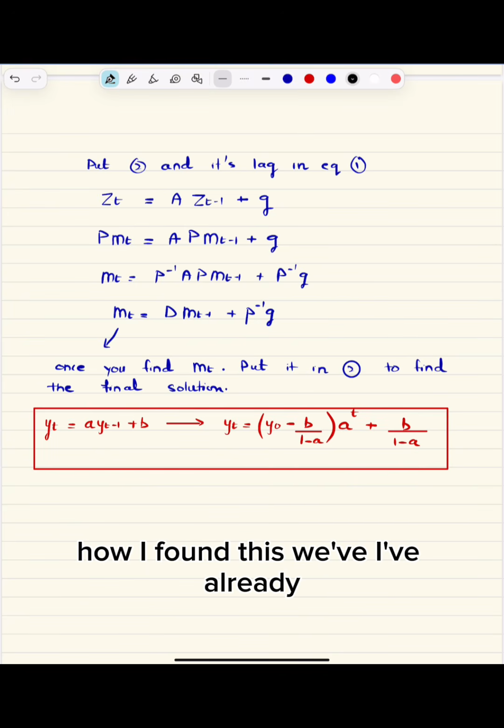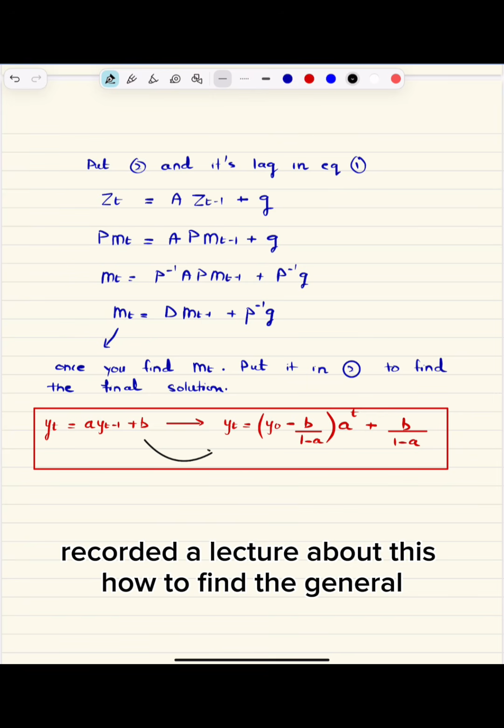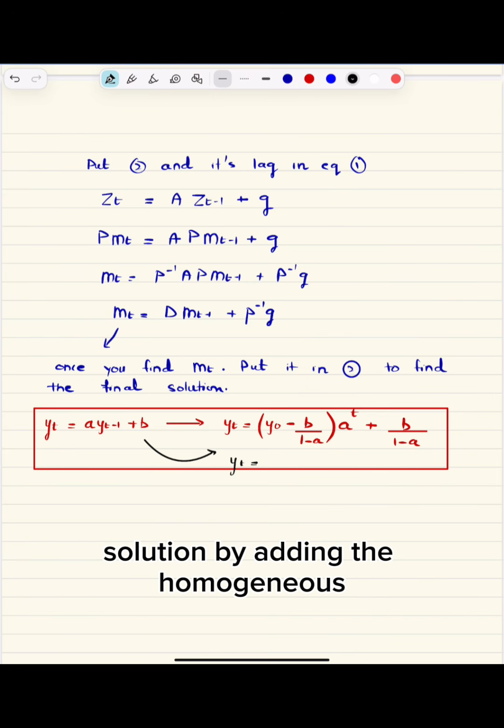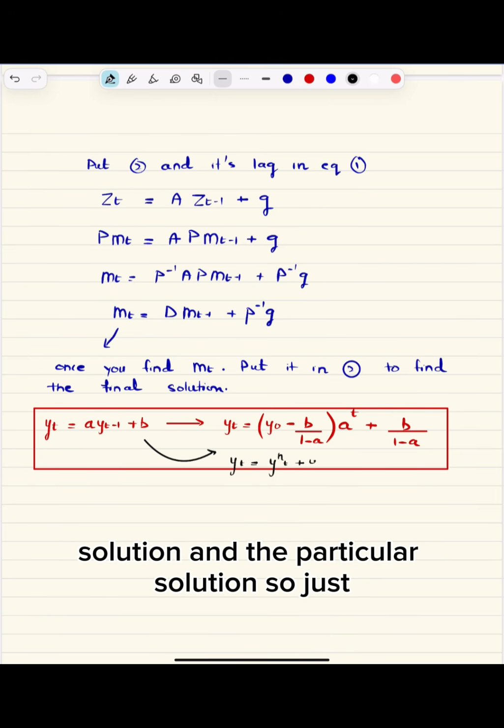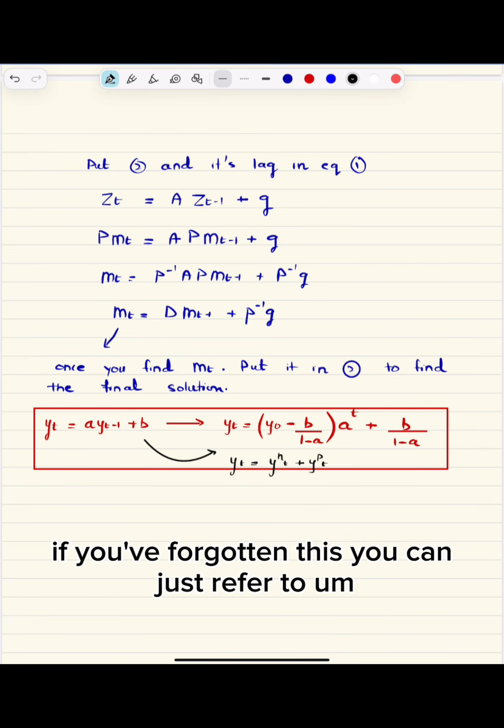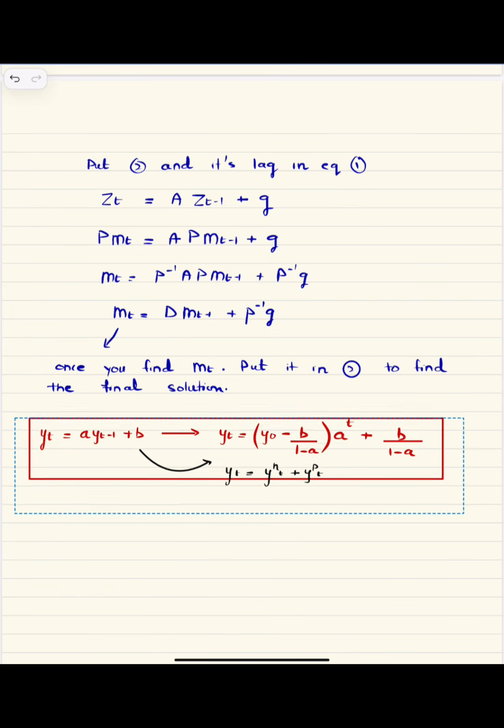How I found this, I've already recorded a lecture about this, how to find the general solution by adding the homogeneous solution and the particular solution. So if you've forgotten this, you can just refer to that lecture.